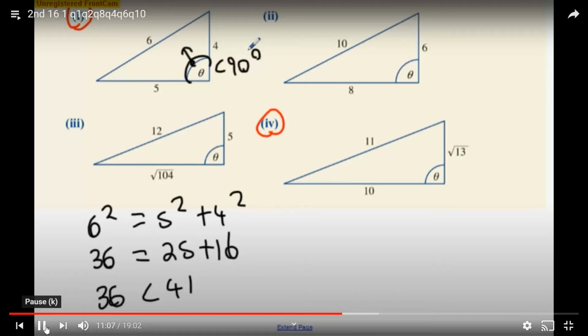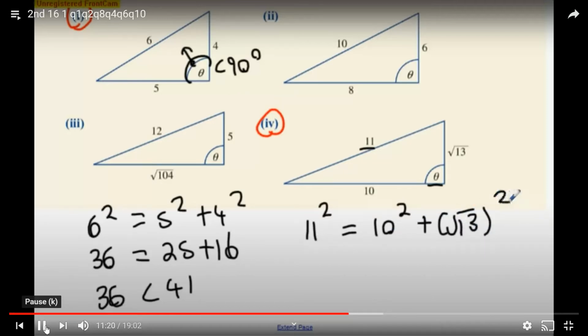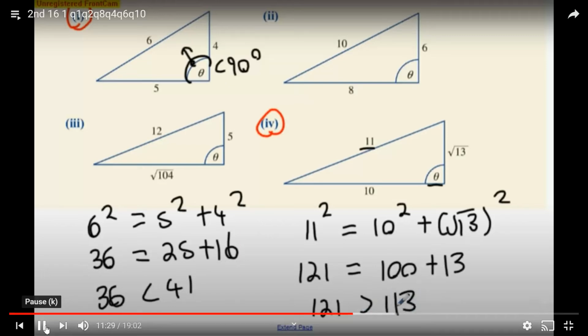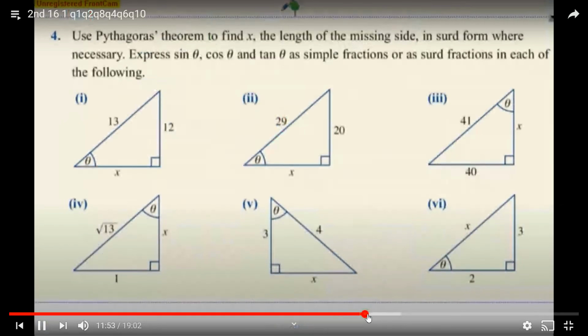Okay, moving on to the next one, question 4. We're going to do 11 squared equals 10 squared plus root 13 squared. And what we're going to get here is 121 equals 100 plus 13. 121 is bigger than 113. Because the hypotenuse squared is bigger than the squares on the other 2 sides added together, this must mean it's obtuse. Okay, well, that's a good job.